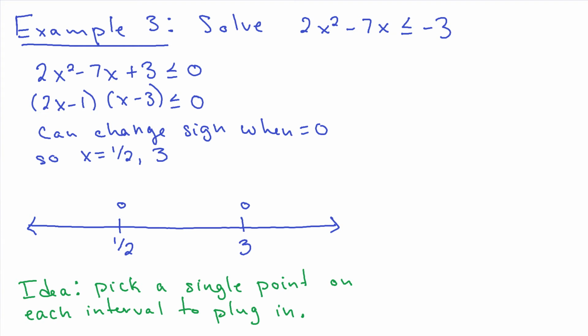So what I am going to do is on this interval to the left of 1/2, I'm going to pick a nice easy number. I'm going to use x equals 0. Between 1/2 and 3, again, I'm just going to make this easy on myself. I could pick whatever I want, but I'm going to work with x equals 1 just because it's easy. And then to the right of 3, I'm going to use x equals 5. You could use 4, you could use 7. It makes no difference.